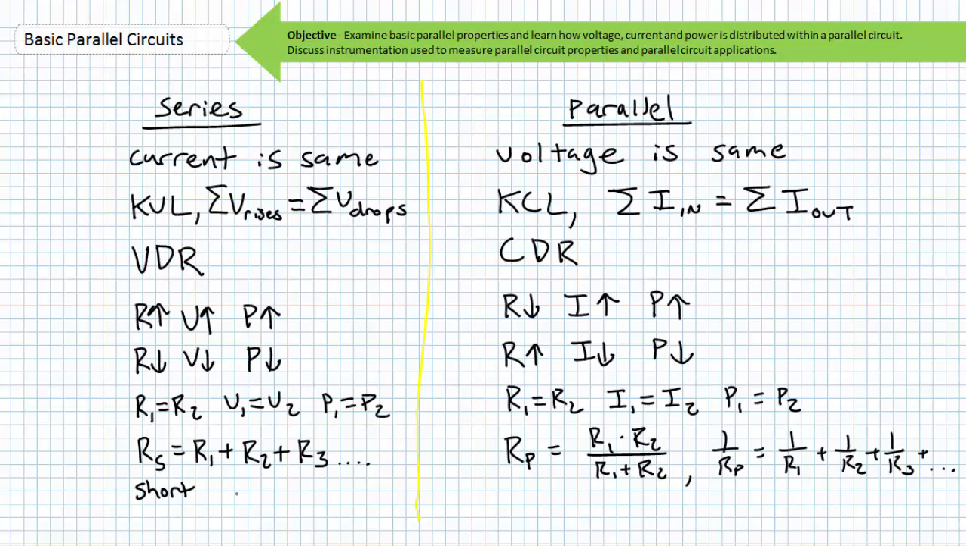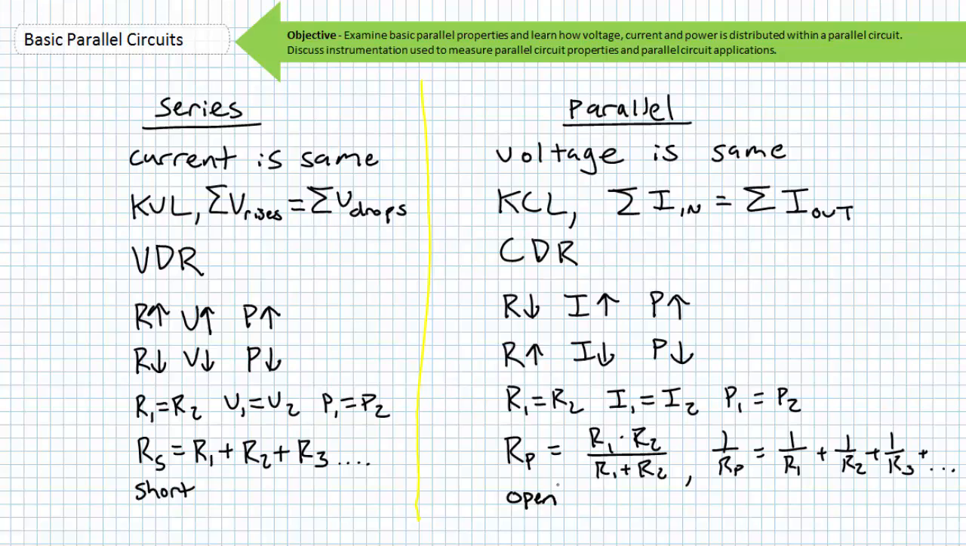A shorted element in a series relationship will remove the shorted element only from consideration. No current will flow through the shorted element and no voltage will be dropped across it. The total resistance will go down and source current will go up.